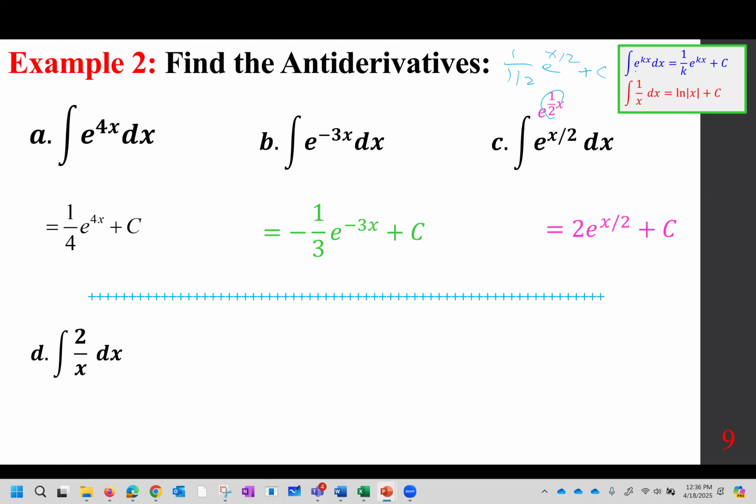Now, we know the integral of 1 over x dx is ln of absolute value of x plus c. If you recognize this as 2 times 1 over x and you don't want to write it, that's fine. But just to be on the safe side, I would write it as 2 times 1 over x. And so I would say the same answer here, just put a 2 in front.